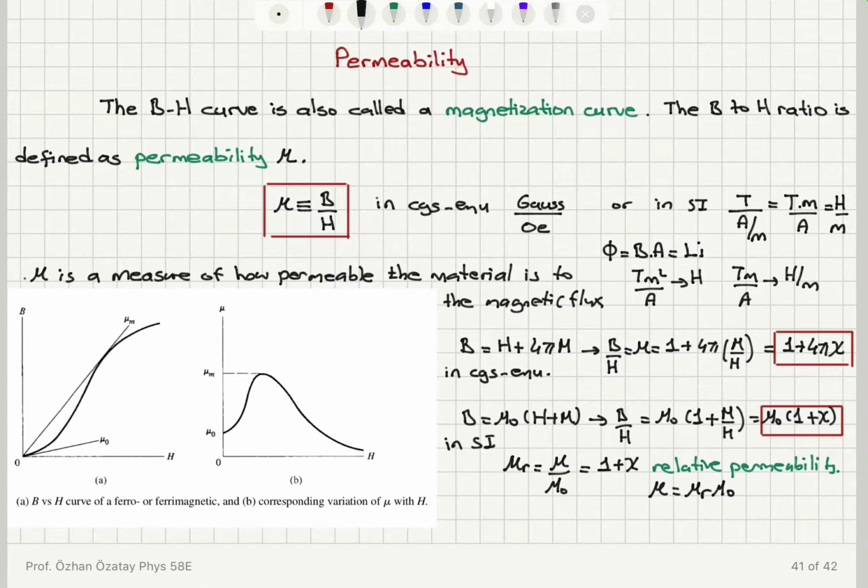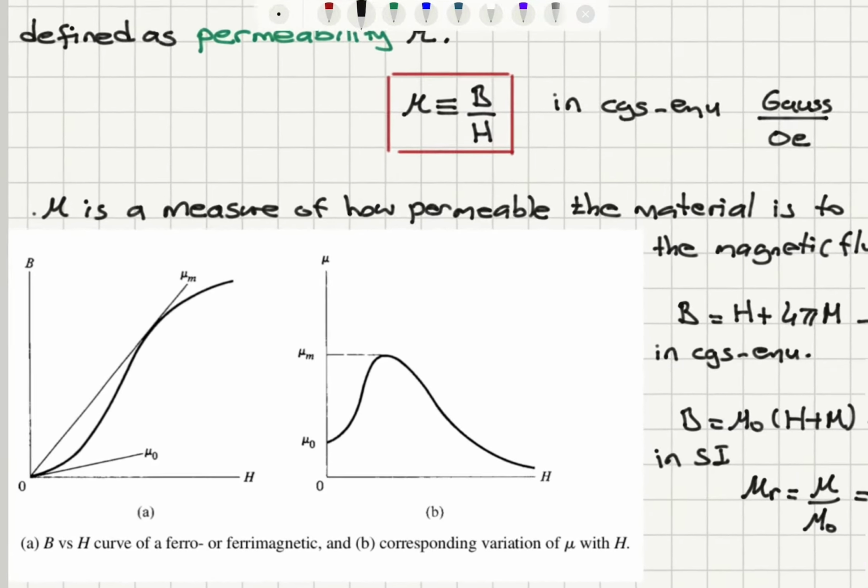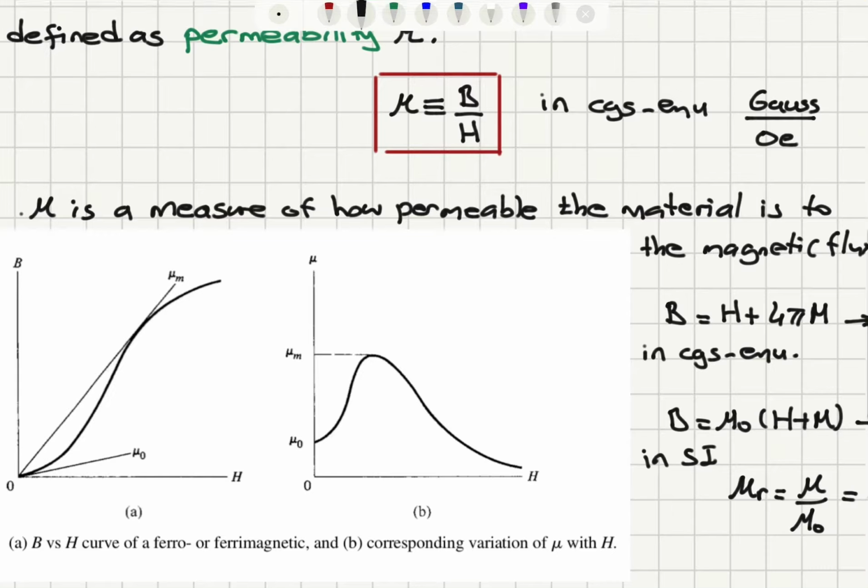Now, one thing I would like to note here is that what we call permeability is not the slope of the magnetization curve. So if you look at the magnetization curve, BH curve, for a ferro or ferri magnet, it's not linear. You see this initial magnetization curve. And if you look at a particular point P, and if you draw a line from the origin to that point and take the ratio, the slope of this line gives you the permeability mu.